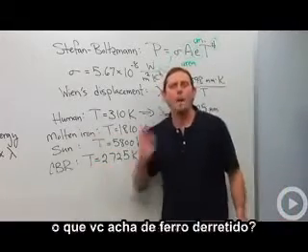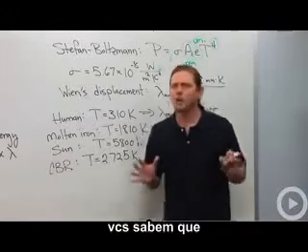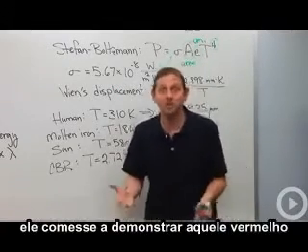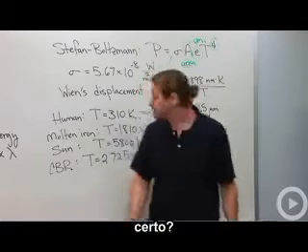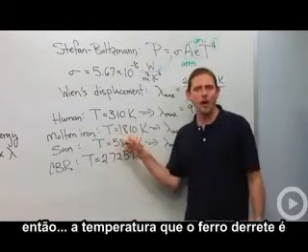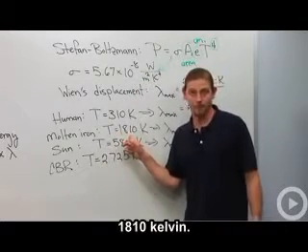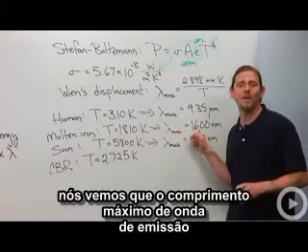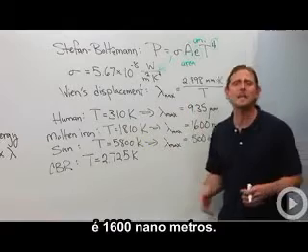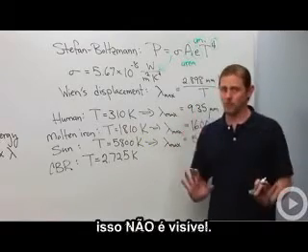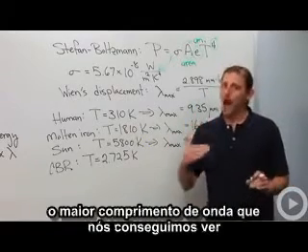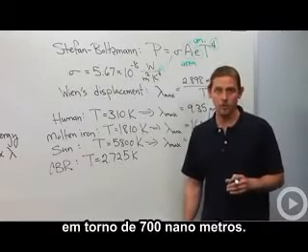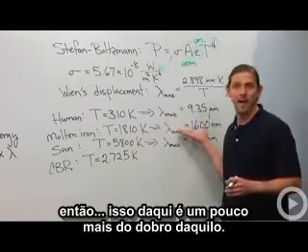Let's get hotter. What about molten iron? Now, you guys know that when you heat up iron enough that it starts to melt, it starts to show that red. It starts to glow, right? So the temperature at which iron melts is 1810 Kelvin. Using Wien's displacement law, we see that the maximum wavelength of emission is at 1600 nanometers. Now, that's not visible. It's infrared. The highest wavelength that we can see as human beings is about 700 nanometers. So this is a little bit more than twice that.